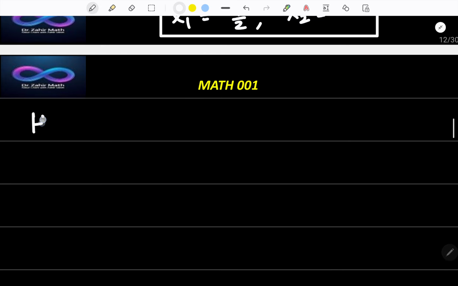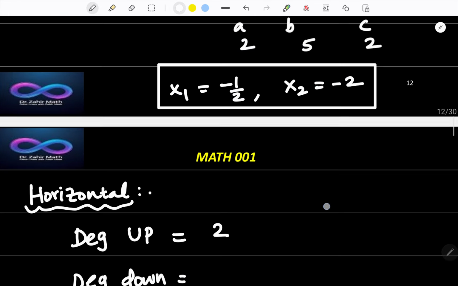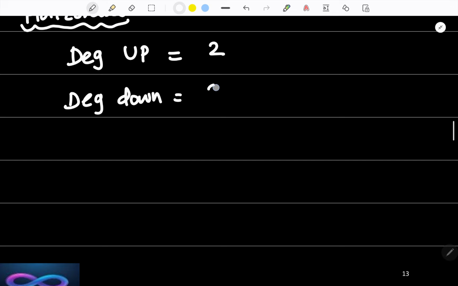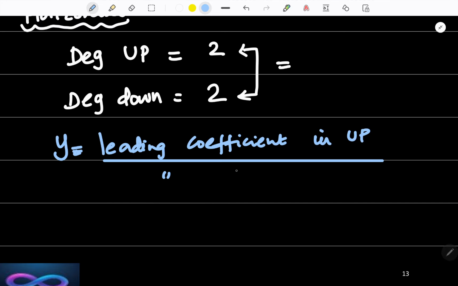Right. Let's go for horizontal. For horizontal, you need to go for the degree. What is the degree in the up and what is the degree in the down? The degree in the up is 2 because of x square. Just now we got it. The degree in the down is also 2. Is it equal or not equal? Yes, it is equal. If it is equal, the formula is y is equal to the leading coefficient in the up divided by the leading coefficient in the down.